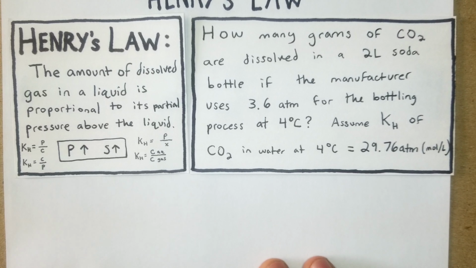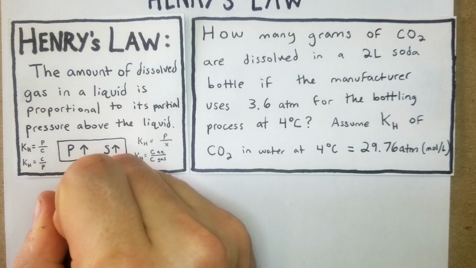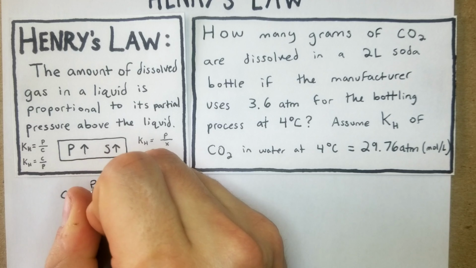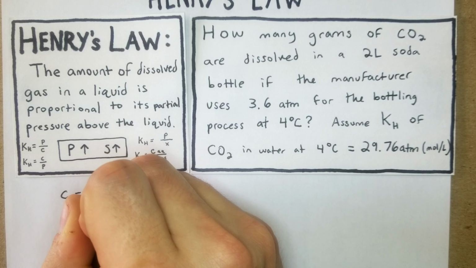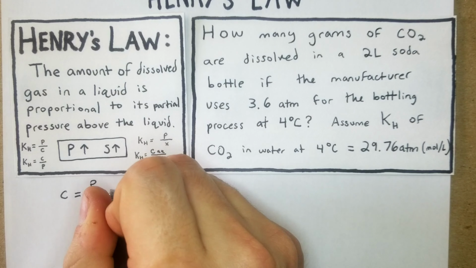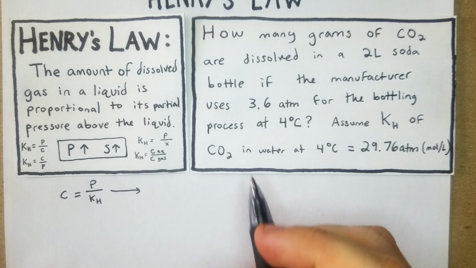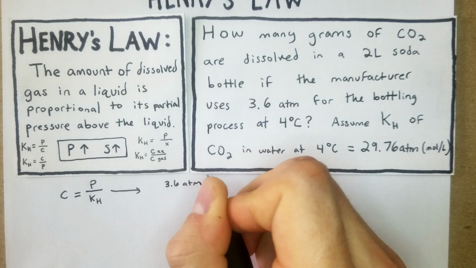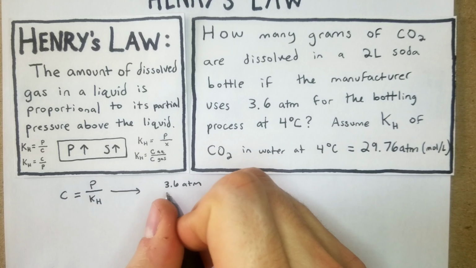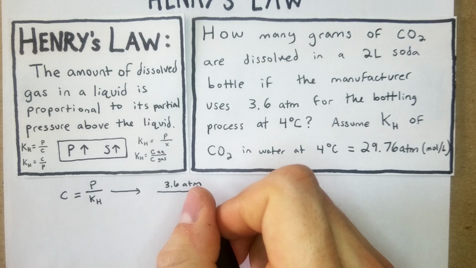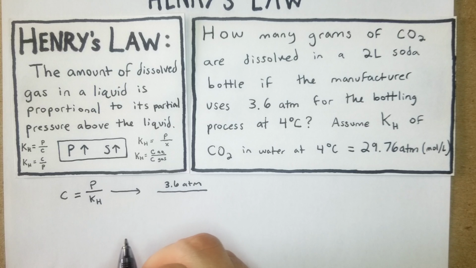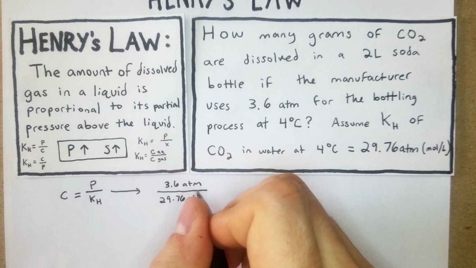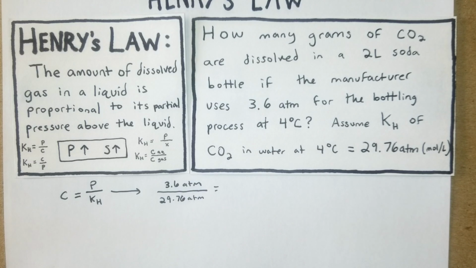This is how I started off. We'll go with C equals, because we're looking at all these formulas here, we can rearrange one to get C equals P over KH. And then we can just plug in what we have. We have 3.6 atm, that's the pressure that this particular manufacturer uses. Now we have our KH, which we're given, 29.76 atm. And we're just going to divide that to get our C.